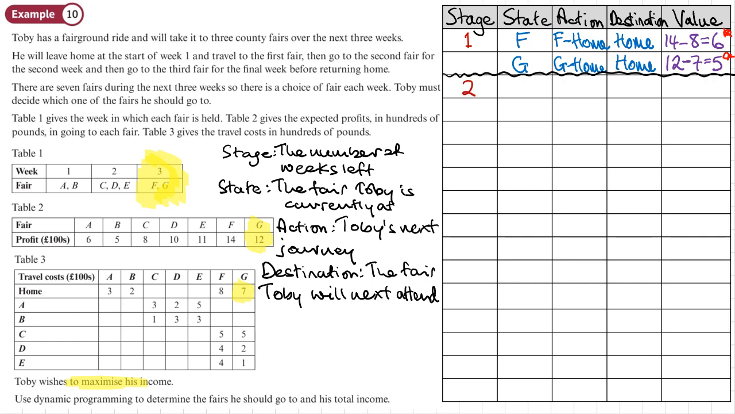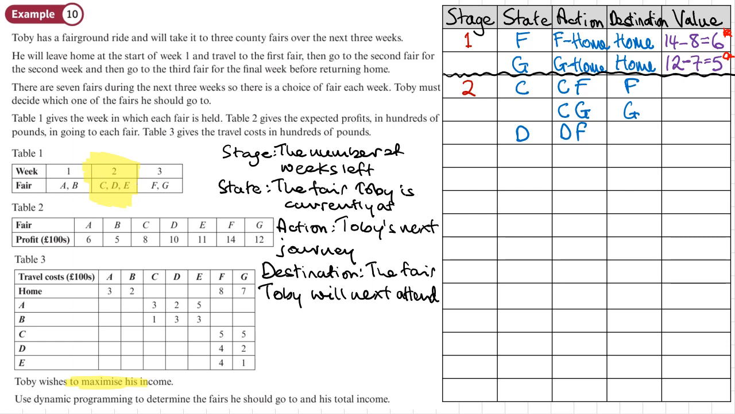So now we move on to stage 2. So we're now looking at week 2, and we're going to look at what his options are. So he could be at fair C, and from fair C he can move on to F, or he can move on to G. Or he could be at fair D and he could move on to F or G again. So let's write that down.